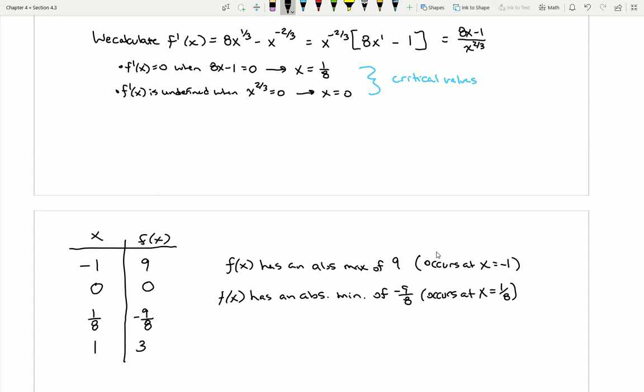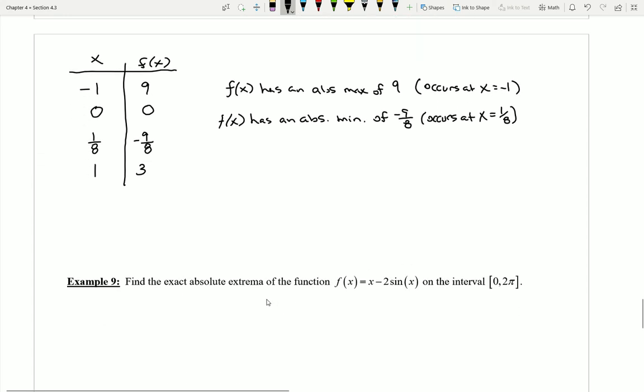In the next video, we'll take a look at example number 9, which is going to ask us for the same idea, but we're going to be working with a complicated trig function as well as this mixture with a polynomial, and have to think carefully here about what is going to be happening in terms of solving some nice trig equations.